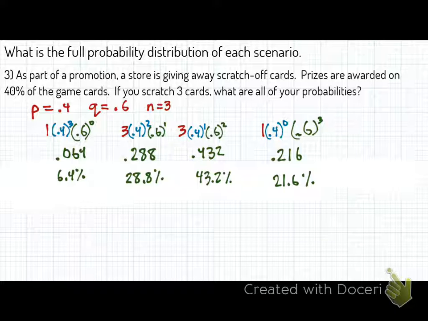So if you were to take 3 cards, would you have a pretty good chance of at least getting 1 win? At least 1 win? I think you would, right? At least 1 win means you could have won 1 card, or 2 cards, or 3 cards. What's the percentage of all these together? It's like 78.4, right? So I would play. You would at least win something, right?